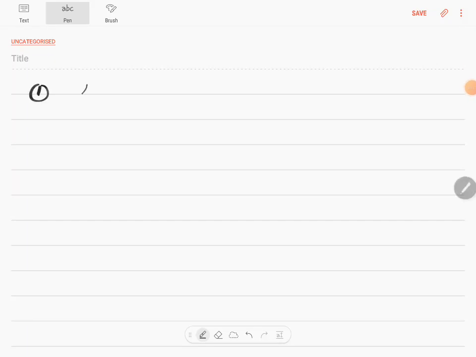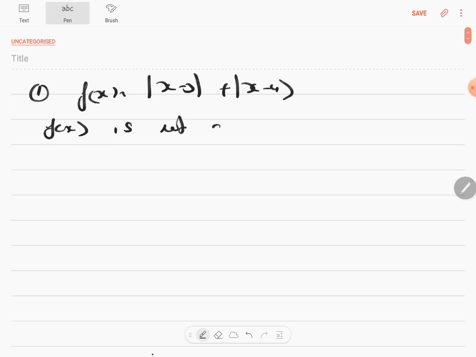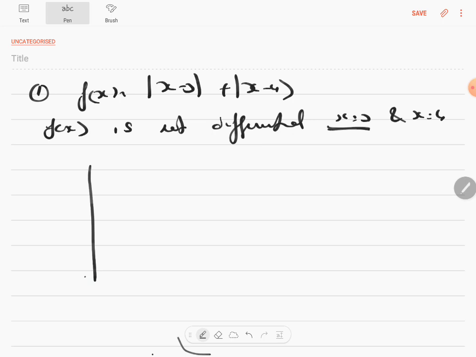...which is f of x is equal to mod of x minus 3 plus mod of x minus 4, then show that f of x is not differentiable at x is equal to 3 and x is equal to 4. I'm going to do the sums for differentiability. So let's look at x is equal to 3. Just call this point x is equal to 3.